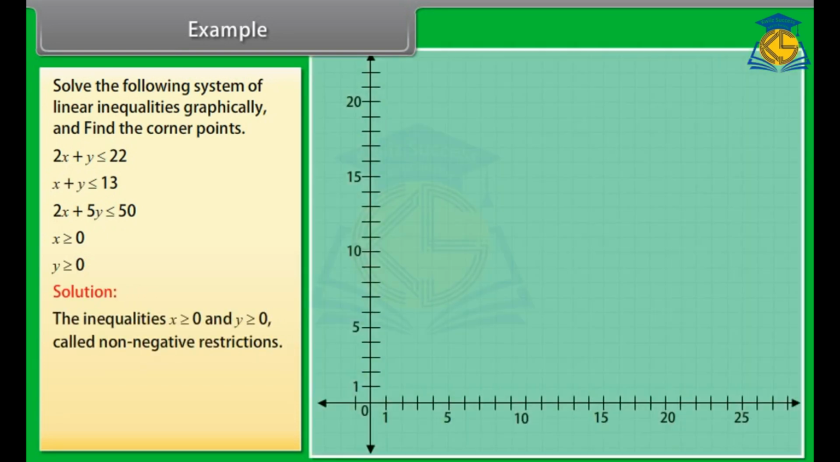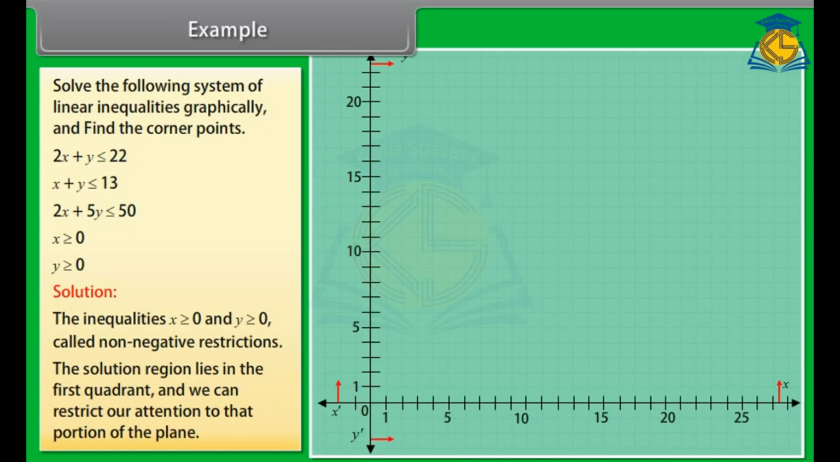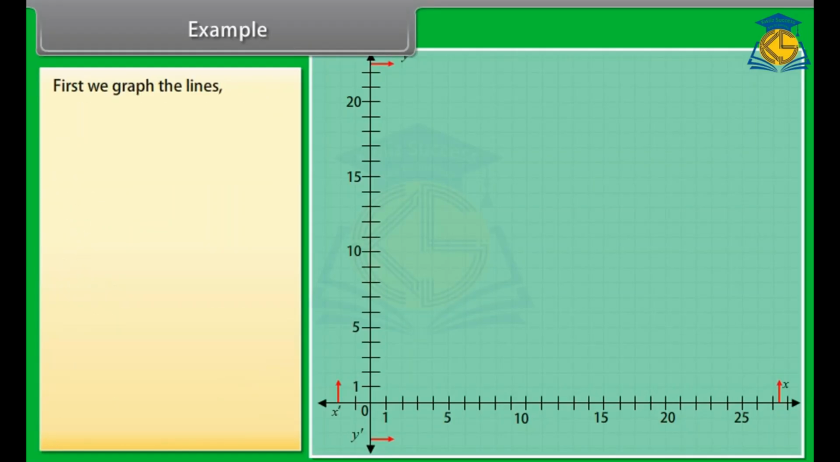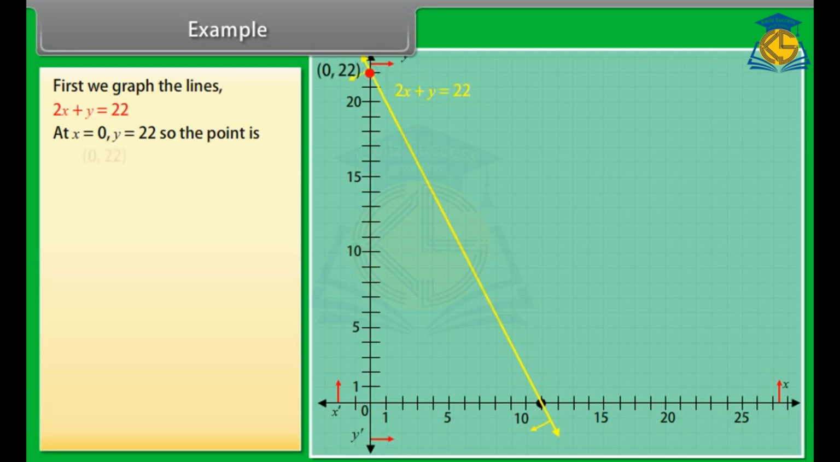Solution. The inequalities x greater than or equal to 0 and y greater than or equal to 0 are called non-negative restrictions. The solution region lies in the first quadrant and we can restrict our attention to that portion of the plane. First, we graph the lines as follows. 2x plus y is equal to 22. At x is equal to 0, y is equal to 22. So, the point is (0, 22). At y is equal to 0, x is equal to 11. So, the point is (11, 0).